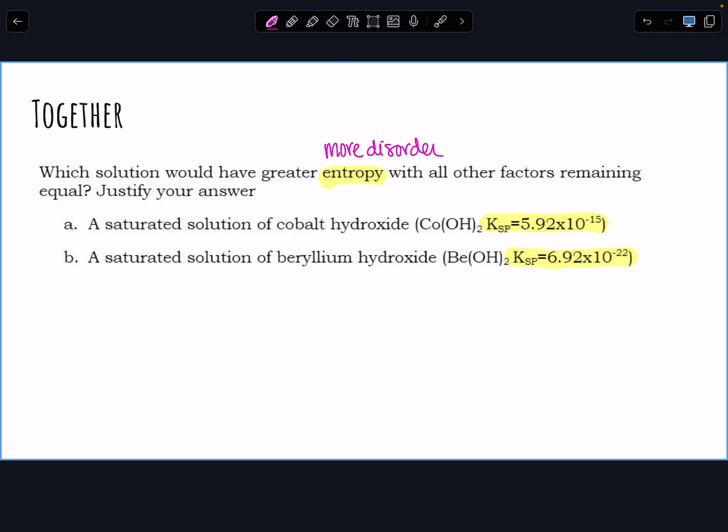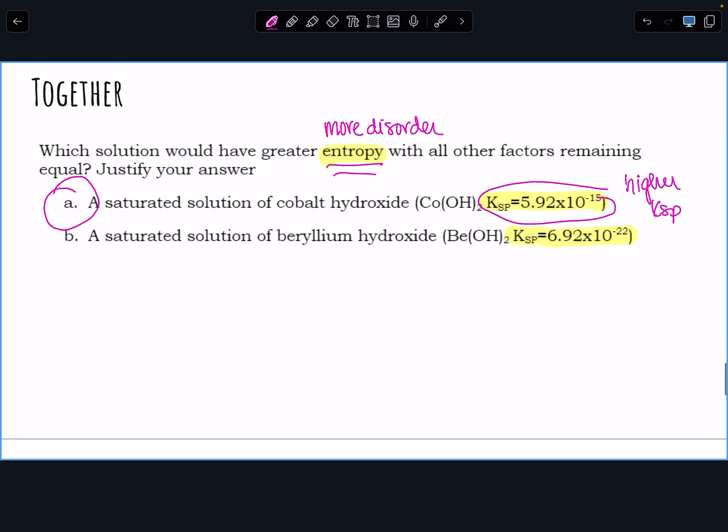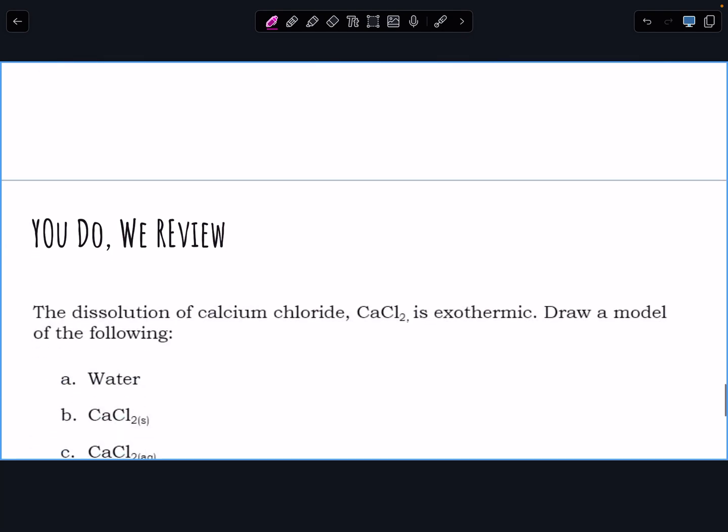Okay. So if I look at my two KSP values, this one has the higher KSP. Okay, so that means if I have a higher KSP, more of my ions are going to dissociate, right? And if I have more ions dissociated, I've got more ions in solution, more possible configurations for that system. I have more disorder if more is in solution. So A will have more disorder and therefore a greater entropy. Hopefully that makes sense. If you have any questions on that, let me know.